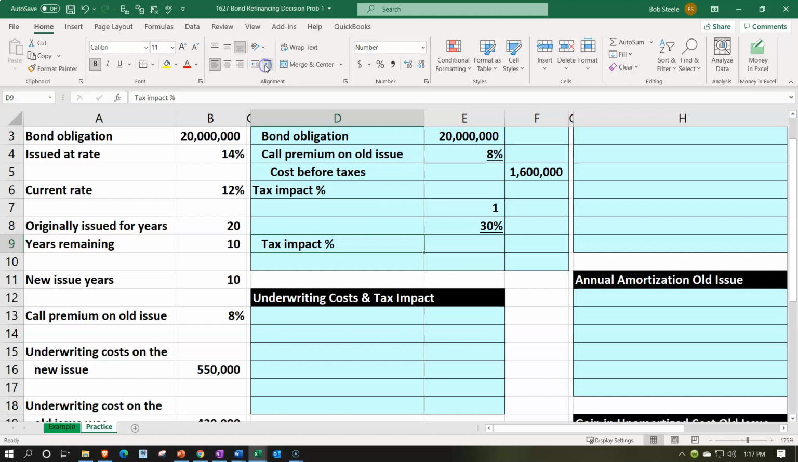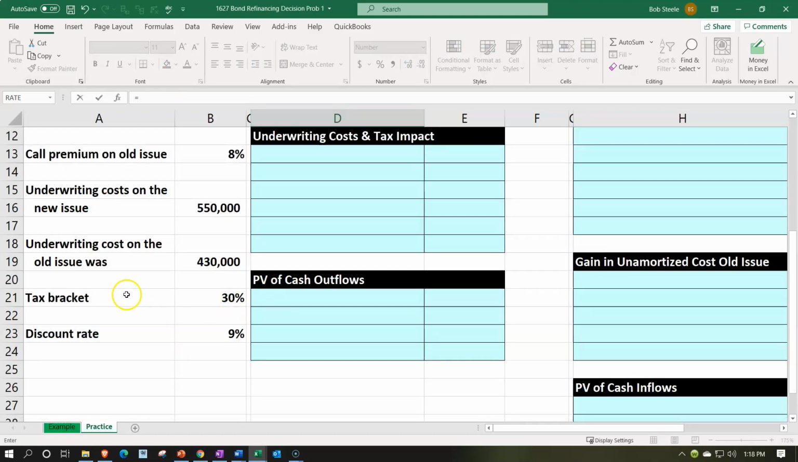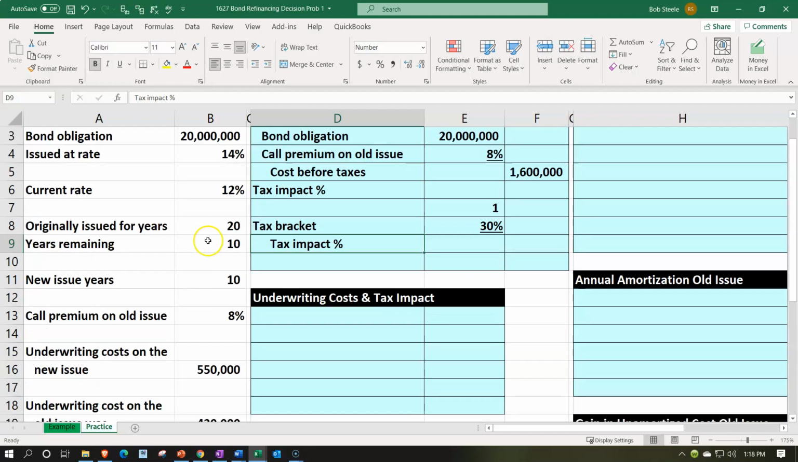Indenting that, home tab, indent. This is the tax rate. Let's go ahead and mark that as the tax rate, the tax bracket that we're in. And indent that. And there we have it.